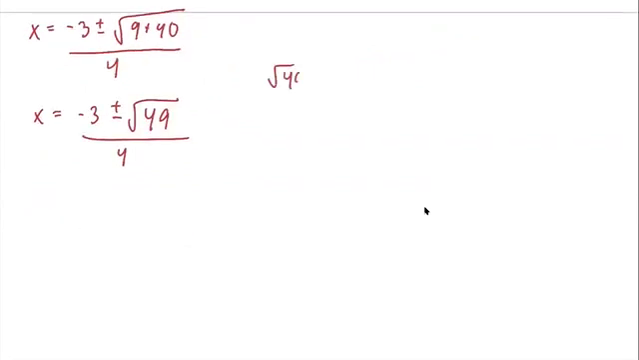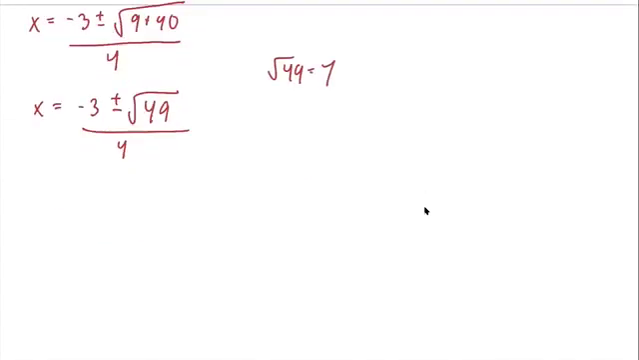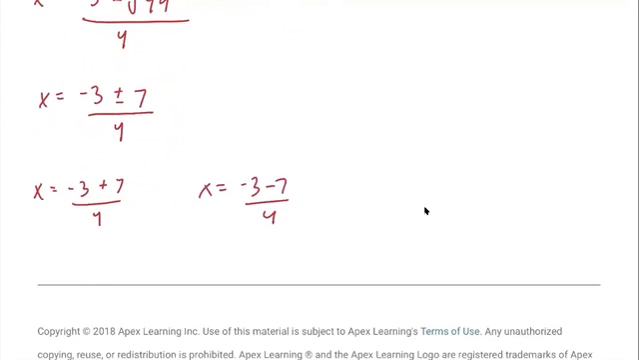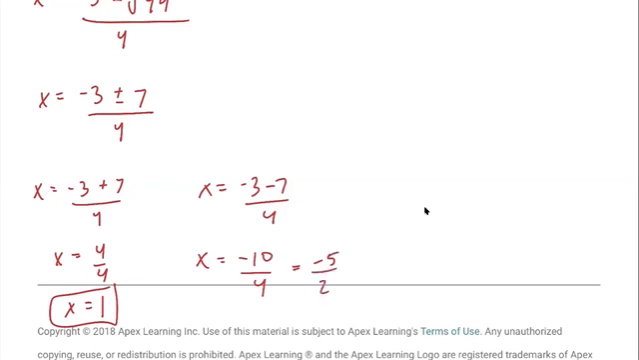All right, well, the square root of 49, if we plug that into a calculator, is 7. All right, so x is equal to negative 3 plus or minus 7 divided by 4. All right, so I'm going to do 2 versions of this. X equals negative 3 plus 7 over 4, and x equals negative 3 minus 7 over 4. All right, so negative 3 plus 7 gives us 4. X equals 1. Or the other option is negative 10 over 4. All right, and if you want to reduce that down further, negative 5 halves.